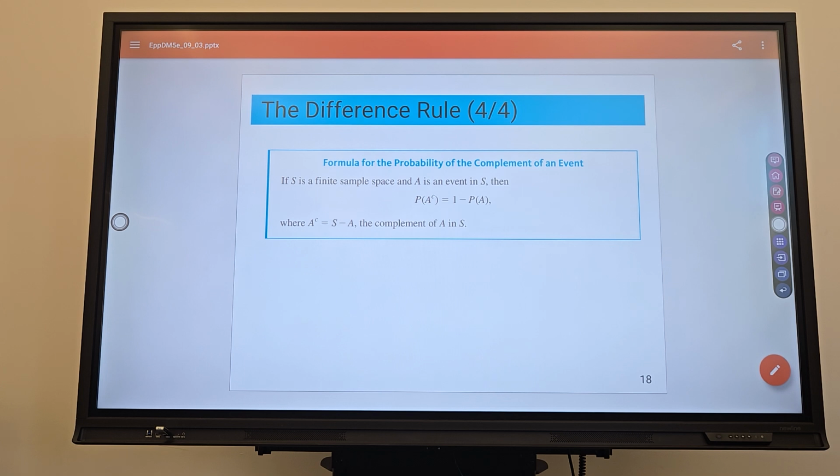Formula for the probability of the complement of an event. If S is a finite sample space and A is an event in S, then the probability of the complement of A occurring is 1 minus the probability of A occurring, where the complement of A is equal to S minus A.